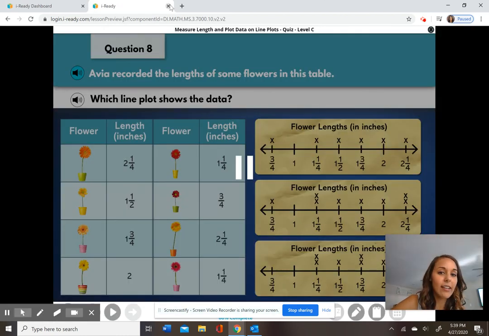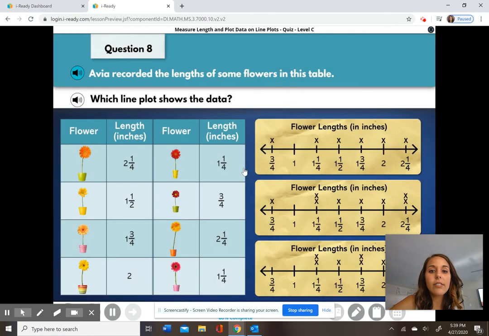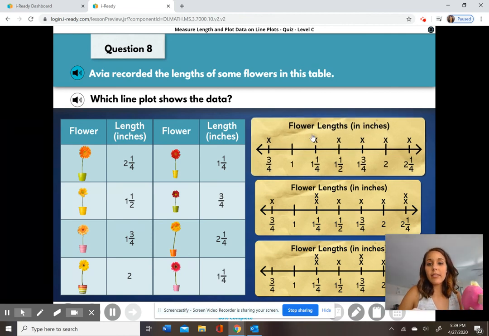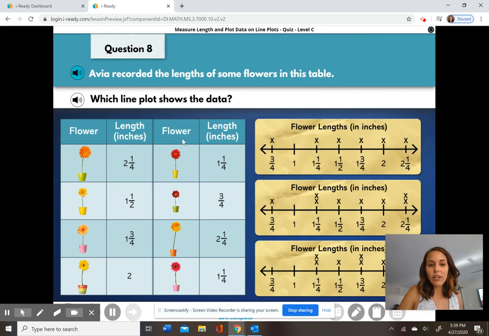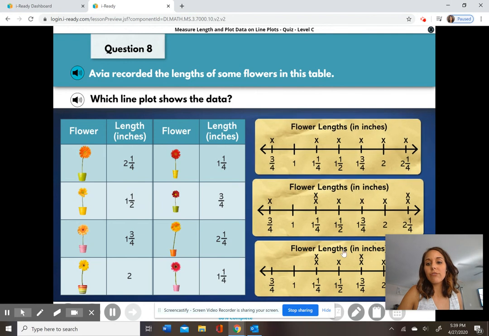Okay, 1 second. The last one I'm going to show you here is you're basically doing exactly the same thing as what I showed you with the X's. And you're just going to make that many marks based on how many you have here. So if you have 2 that say 2.25, you should have 2 marks above that.